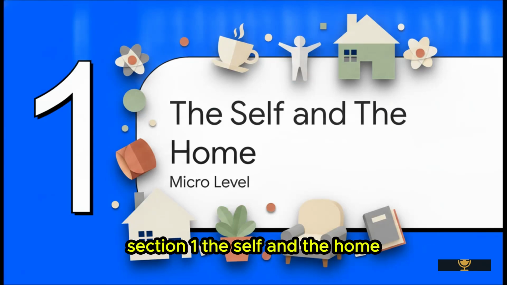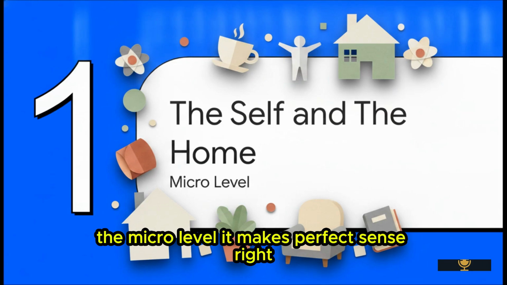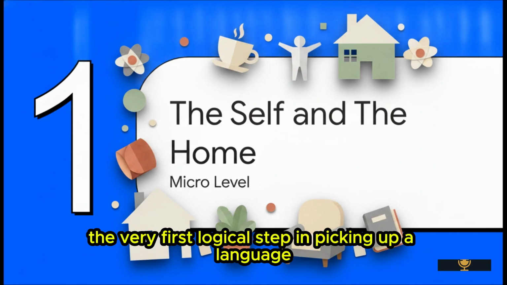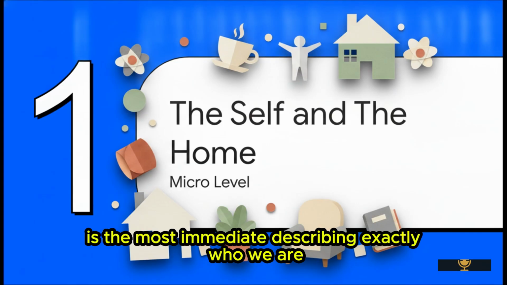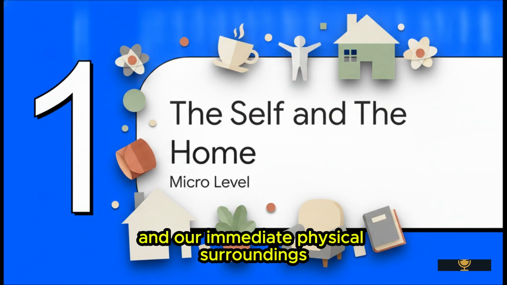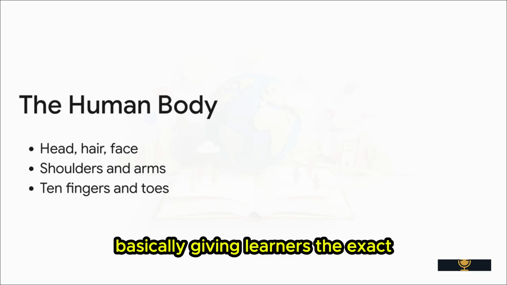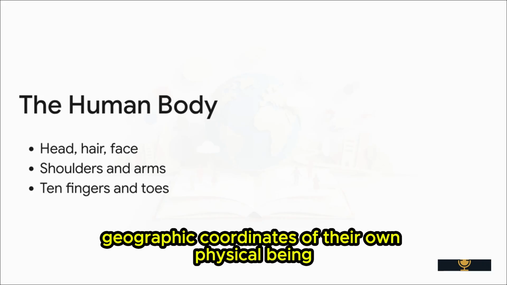Section 1. The self and the home, the micro level. It makes perfect sense, right? The very first logical step in picking up a language is the most immediate, describing exactly who we are and our immediate physical surroundings. The source text systematically maps out the human body, basically giving learners the exact geographic coordinates of their own physical being.